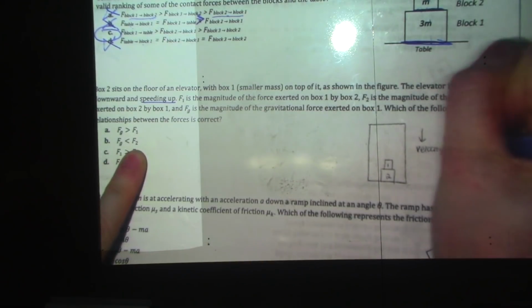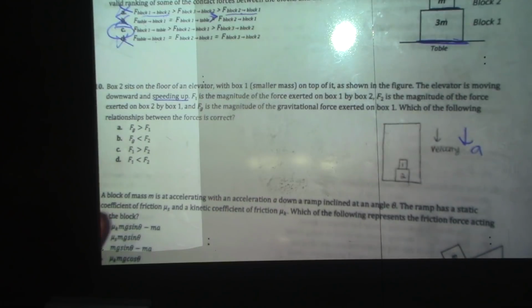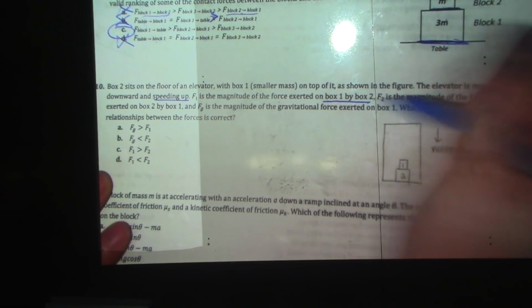Box 2 sits on the floor of an elevator with box 1, which is a stellar mass, on top of it, as shown in the figure. The elevator is moving downward and speeding up. So while the velocity is down, because it's speeding up, that means my acceleration is also down. F1 is the magnitude of the force exerted on box 1 by box 2. F2 is the magnitude of the force exerted on box 2 by box 1.